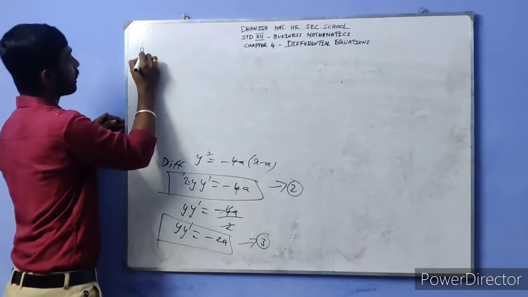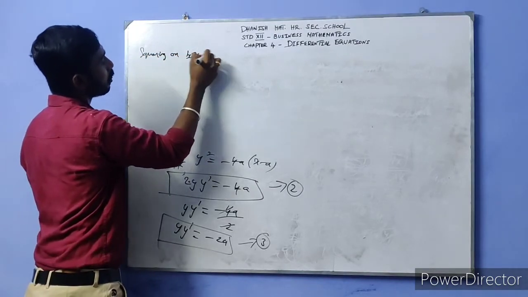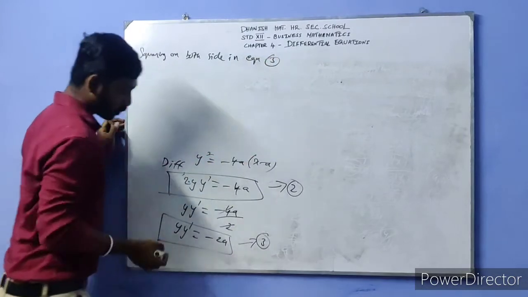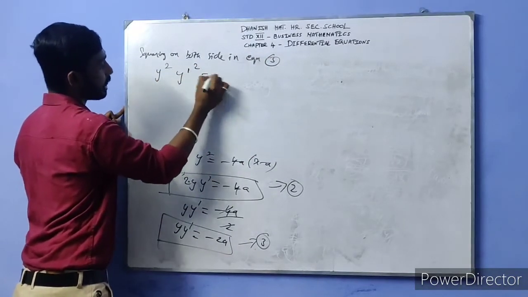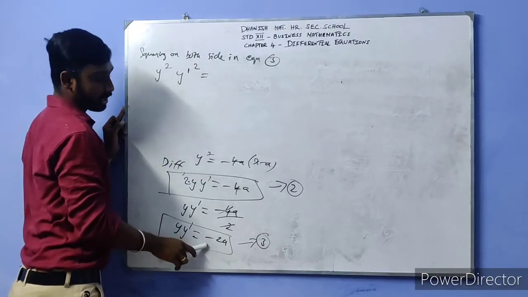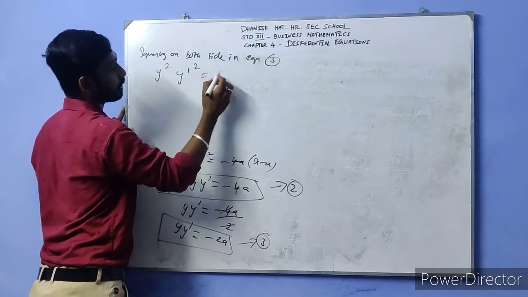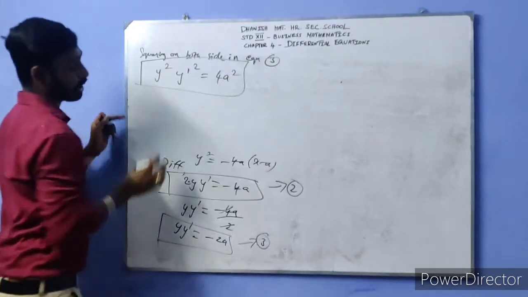So now we are squaring both sides in equation 3. Here we get y square, y dash of square equal to minus changing into plus, you get this one, 4a square. So this value we get here, that is 4a square. This is one value here.